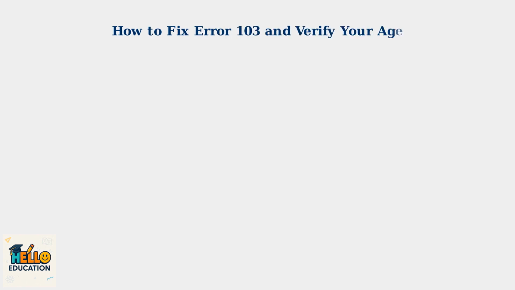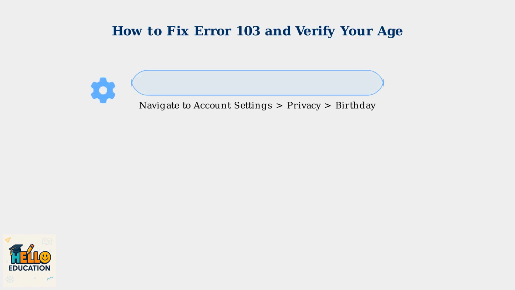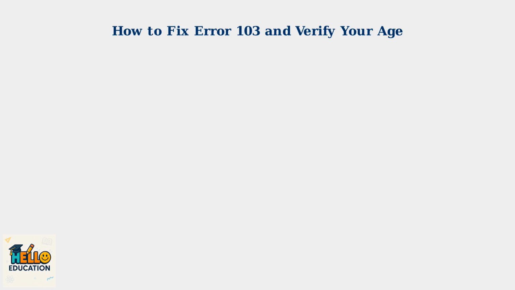To fix Error 103, you need to verify your age on Roblox. First, go to Account Settings, then Privacy, and finally Birthday. Add or confirm your birthday in the form that appears. This helps Roblox determine your age group.